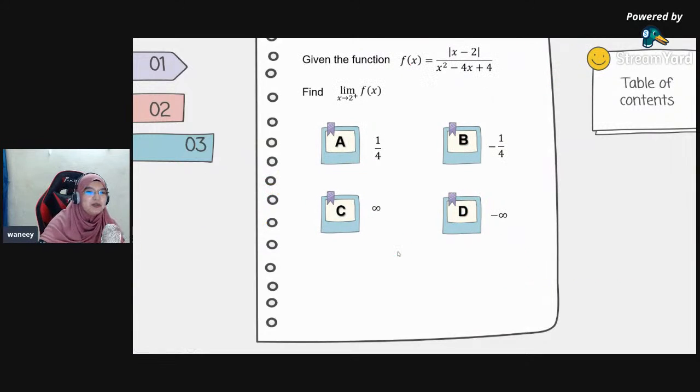Question number 3. So everyone ready with your phone? Saya nak send soalan. Nak send untuk bancian. Bancian? Rasa macam kelakor lah bahasa Melayu dia. A, B, C, D. Okay, go. So jawapan dia yang mana agak-agak? 1/4, negatif 1/4, infinity ataupun negatif infinity.